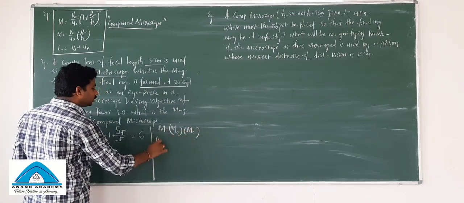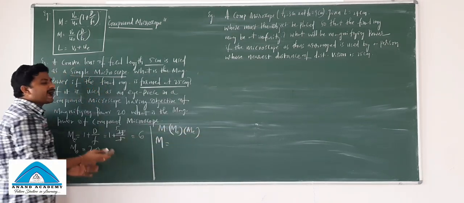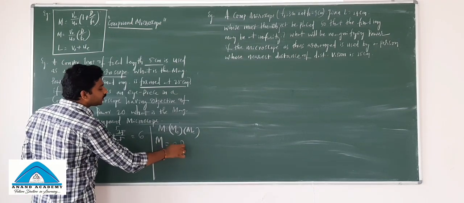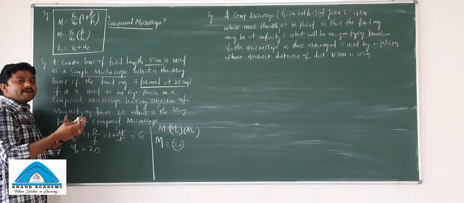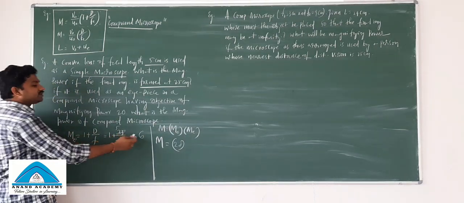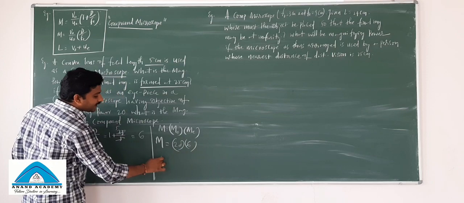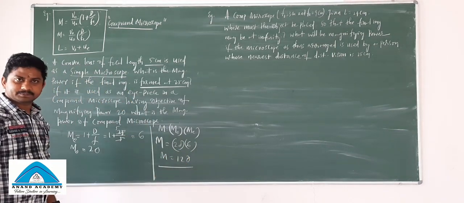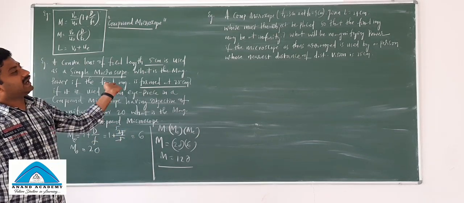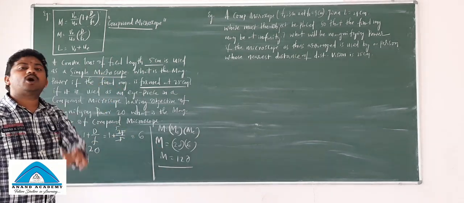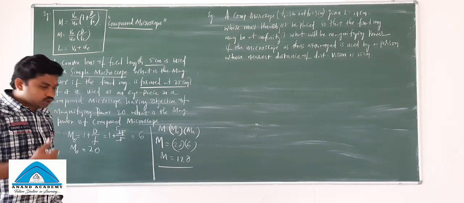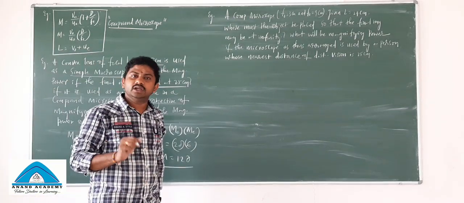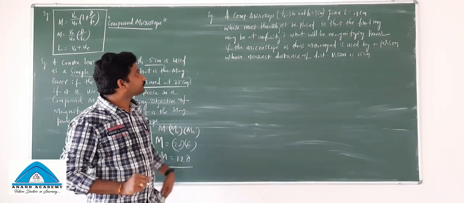So what is the final one? M is equal to, what is the magnifying power due to the objective lens? It's 20. 20 into, what is the magnifying power due to eyepiece? 6. So your answer will be 120. That's the final answer. Let us solve another model of the compound microscope questions. So there will be 4 to 5 different models of questions we will be solving in compound microscope.